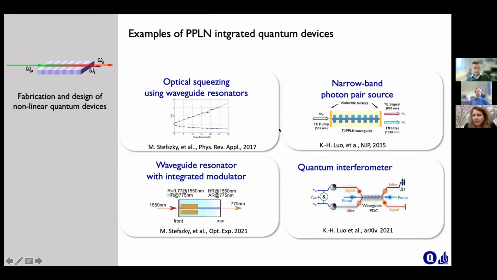Optical squeezing, waveguide resonators. We have very narrowband sources. Waveguide resonators with integrated modulators. So there you now start combining different functionalities. Quantum interferometers we are studying.